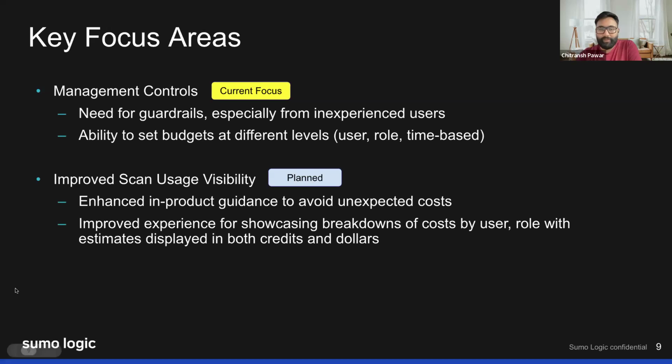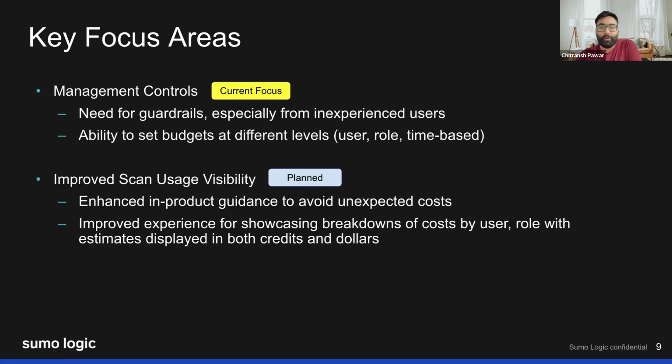As part of that, in our next focus, once we make good progress on management controls, we'll start to go deeper into scan usage visibility, which Jeff just showed you a preview of. Even though you have the ability to see all your costs, which users are incurring them, and which features are incurring them on the accounts page, you get an overall view of where credits are getting consumed. We want to do better.